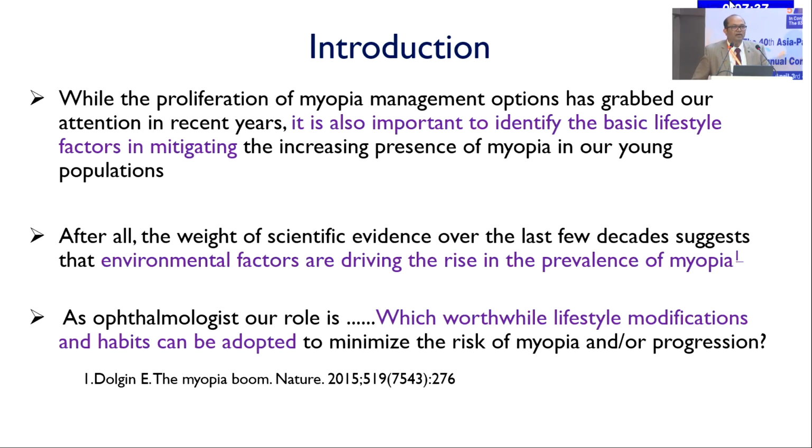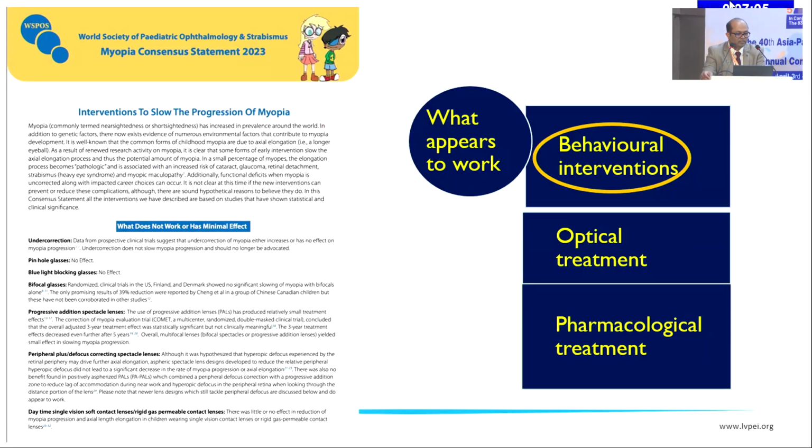If you look at myopia and its progression, we are all in kind of an epidemic, or you can call it a pandemic. It is also important to identify the basic lifestyle factors to mitigate it. Environmental factors are actually driving the rise in the prevalence of myopia. So it is our role as ophthalmologists to decide which lifestyle modification, and for that matter which habit, can be adopted in our day-to-day practice.